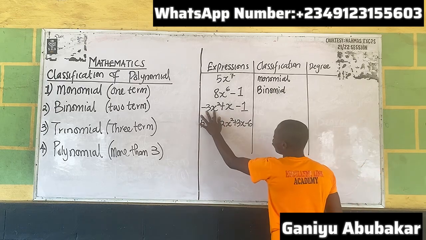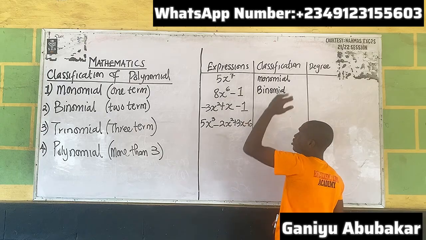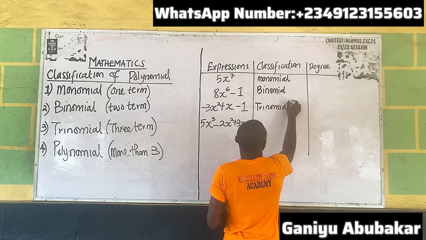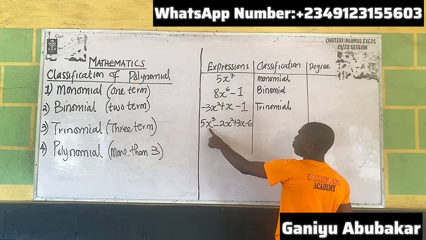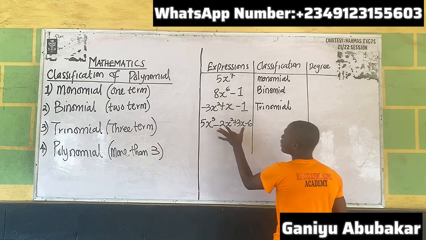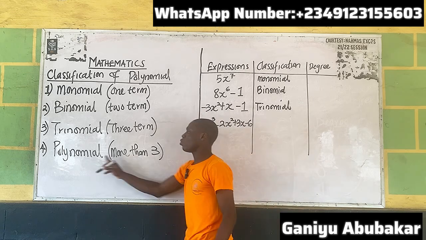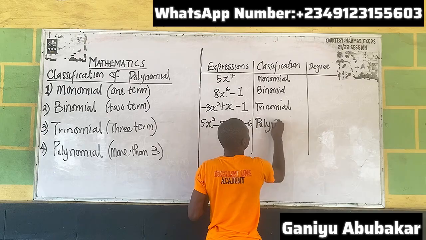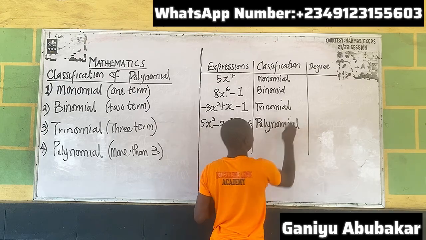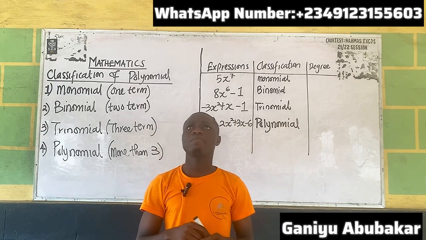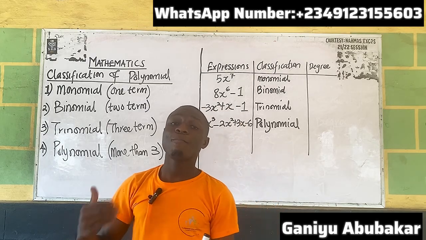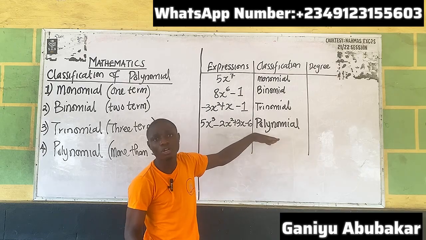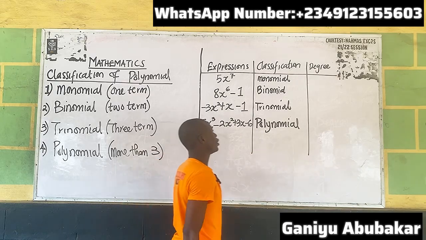This one is 1, 2, 3. That becomes a trinomial. Finally, this one here is 1, 2, 3, 4. This is more than 3. For more than 3, that gives a polynomial. I said initially that a polynomial is simply an expression with more than 3 terms. So in this case, this is more than 3, so it is a real polynomial expression.